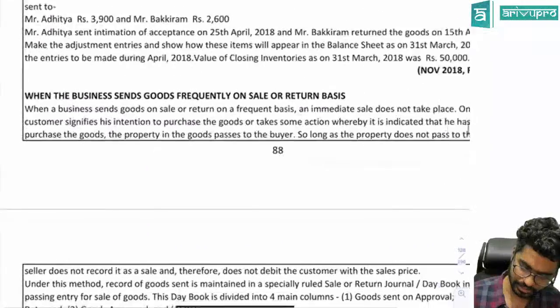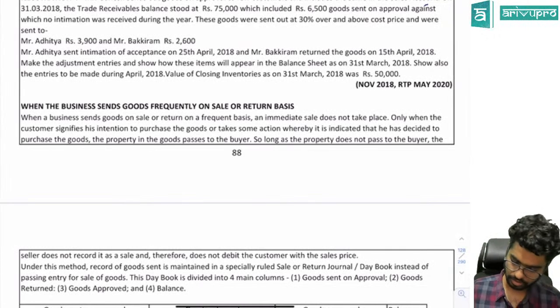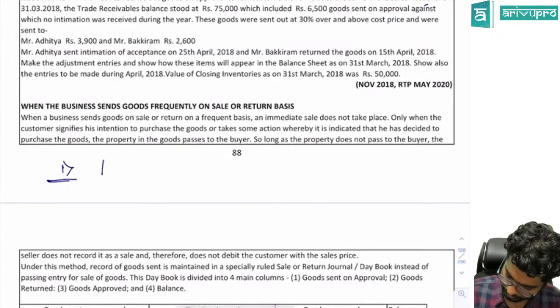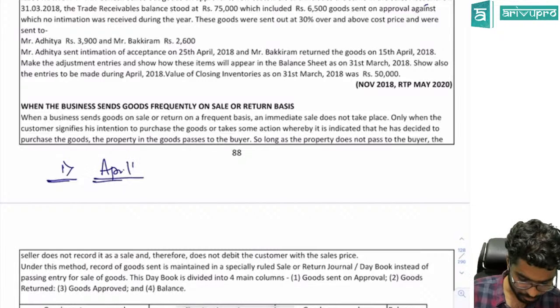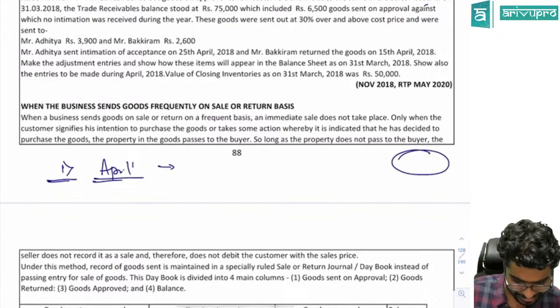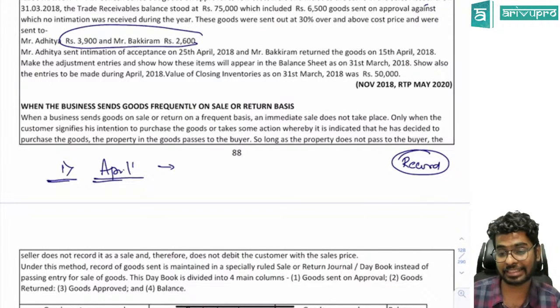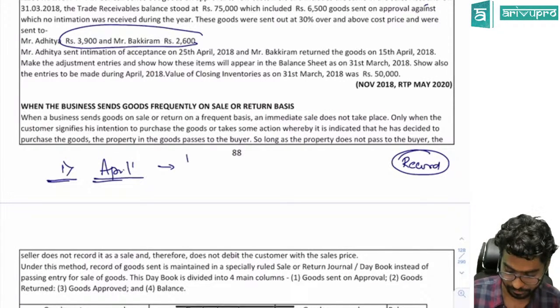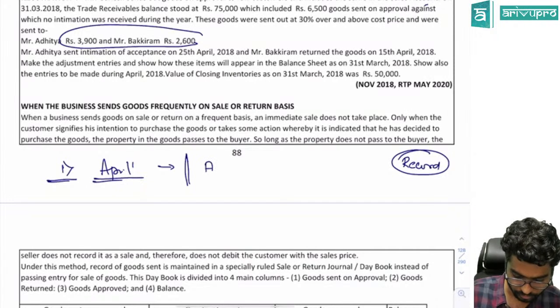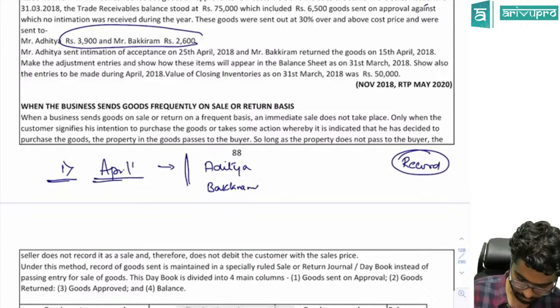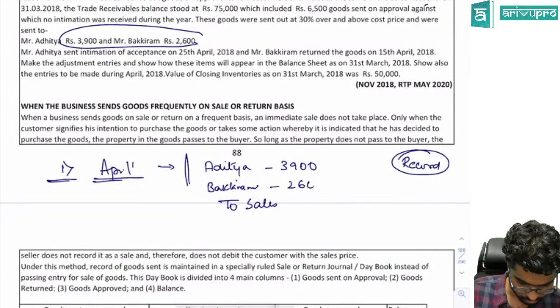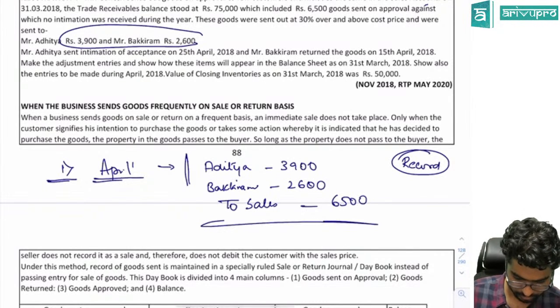Right? Now guys, see here. On April 1st, what you have to do is you have to again re-record the sale entry for these two, because the goods are still lying with him and I need to give an approval yet. So I have to re-record the sale entry. That will be Aditya, Bakiram, to sales, 3,900, 2,600, 6,500. Are you clear?